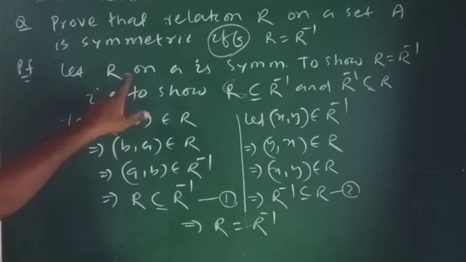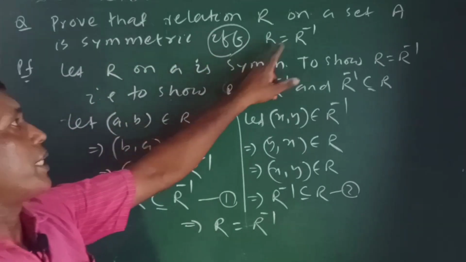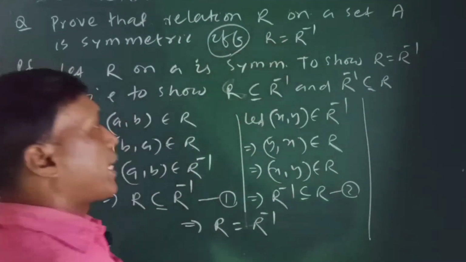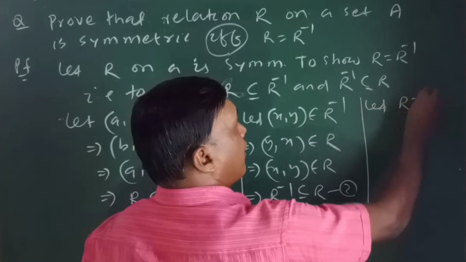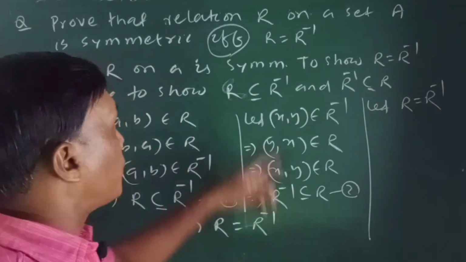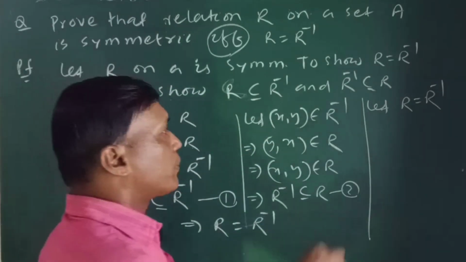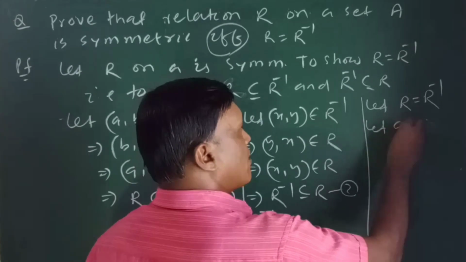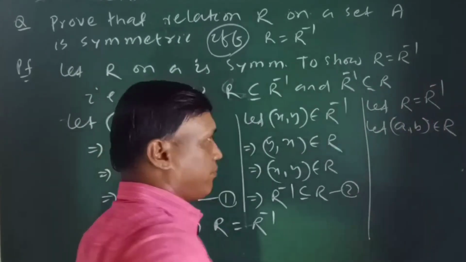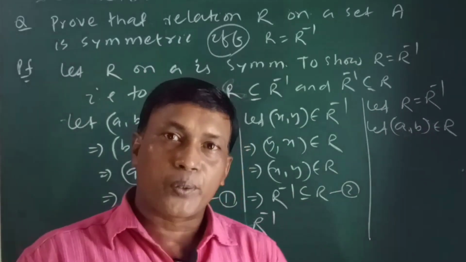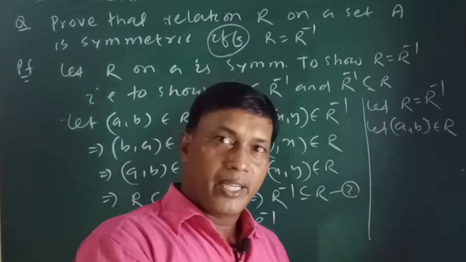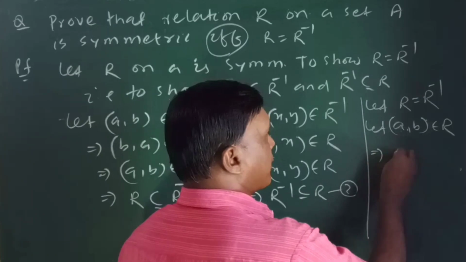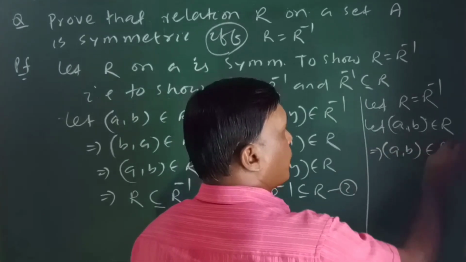So what happens? We take R is symmetric, we show R is equal to R inverse, and the next part is to take R is equal to R inverse. Let R be equal to R inverse. To show R is symmetric, how can we show? Let AB belong to R. Suppose AB belongs to R. In order to show R is symmetric, if A is related with B, then we show B is related with A. Now, which implies AB belongs to R inverse.